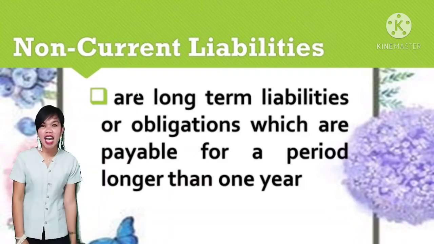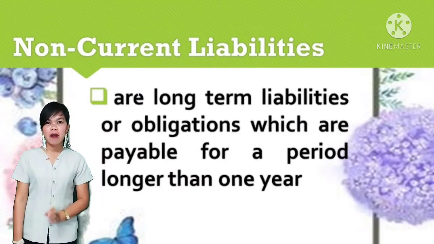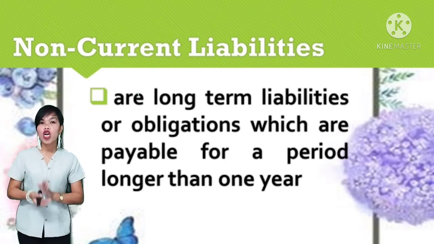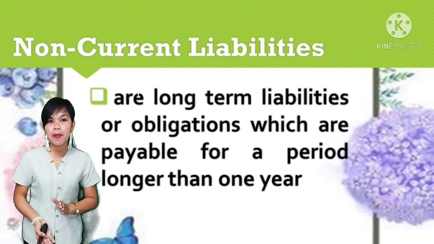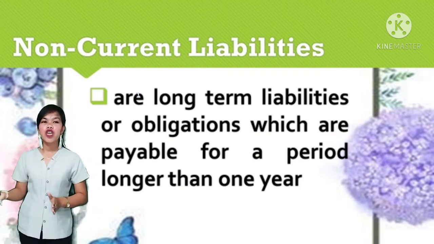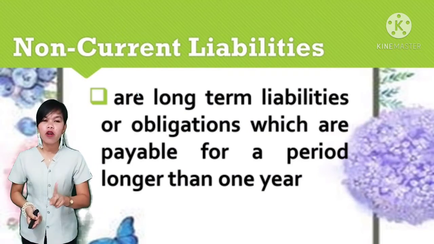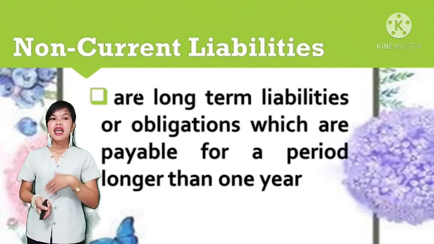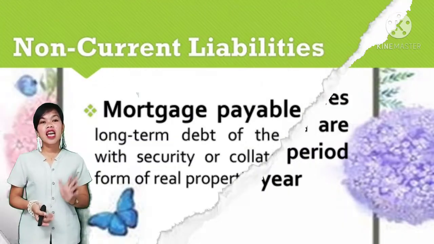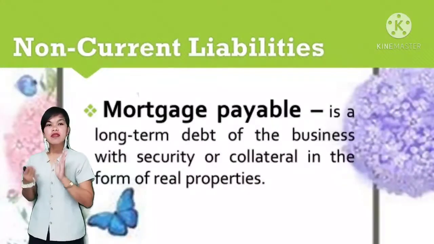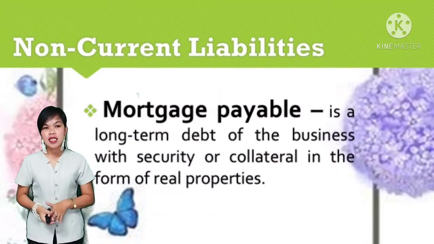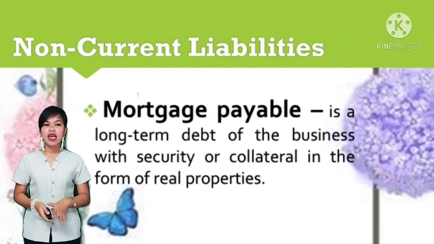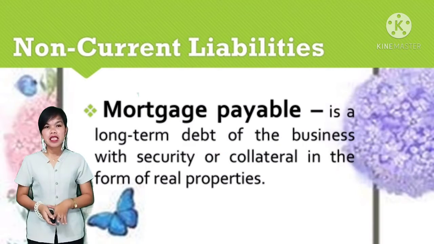While on the other hand, non-current liabilities are long-term liabilities or obligations which are payable for a long period more than 1 year or mahigit sa isang taon or 12 months. Example, mortgage payable is a long-term debt of the business with security or collateral in the form of real properties or land.